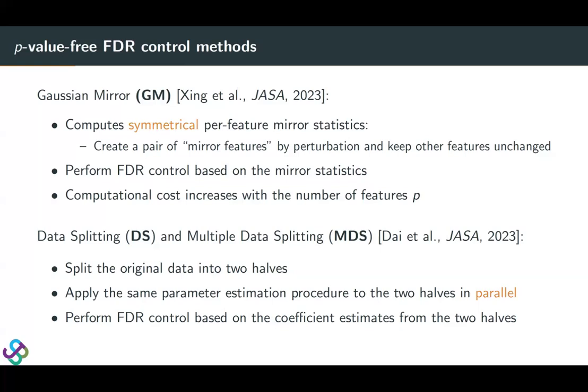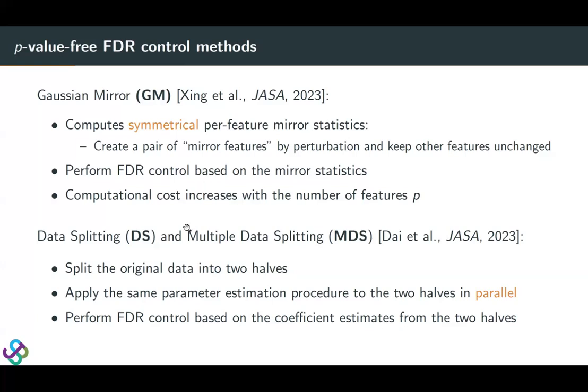But to do this Gaussian mirror, we need to generate one mirror feature pair per original feature, and we keep the other features unchanged. Then we fit two linear models to the two data sets, one with each mirror feature. So basically, we create a pair of data sets by perturbing one feature. But then you can see that you need to do this for each feature. So for each feature, you need to perform two model fittings. And then in total, you will perform 2 times P model fittings.